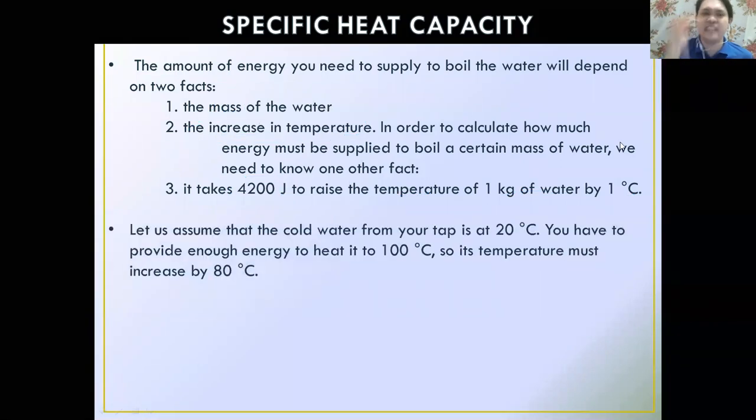Next, let's assume that the cold water from your tap is at 20 degrees Celsius. Then you have to provide enough energy to heat it to 100 degrees Celsius. So its temperature must increase by how much? Yes, by 80 degrees Celsius. Again, based on the example, let's assume that the cold water from your tap is 20 degrees Celsius, and you provide enough energy to heat it up to 100 degrees Celsius.